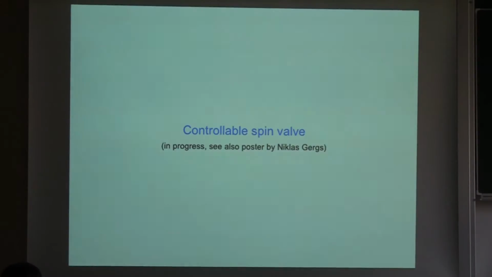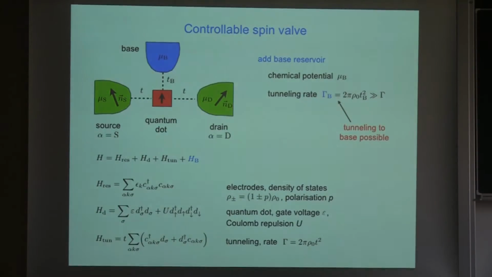Good. So that was what I wanted to say about this spin valve setup. And in the last 3 slides, let me present something rather new. If you want to know more details, then I would like to refer to the poster by Niklas, namely a controllable spin valve. So how can we achieve control of this spin current without having to rotate the magnetizations or things like that?